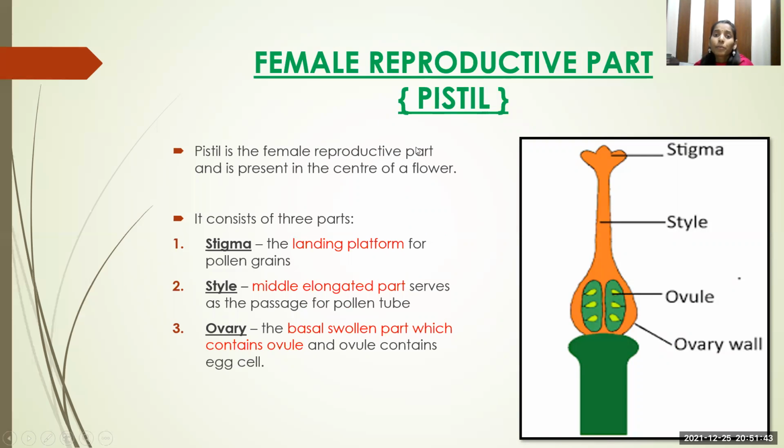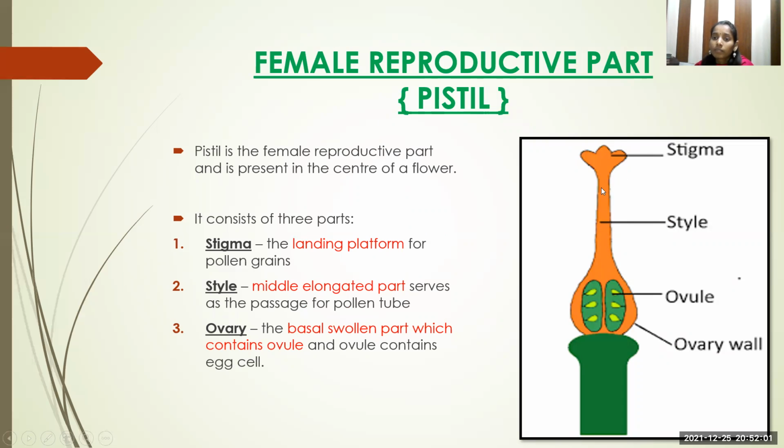Pistil is the female reproductive part and is present in the center of a flower. Now this pistil is divided into three parts: stigma, style, and ovary. Now the topmost part, stigma. This is the landing platform for pollen grain. Pollen grain will come here only.